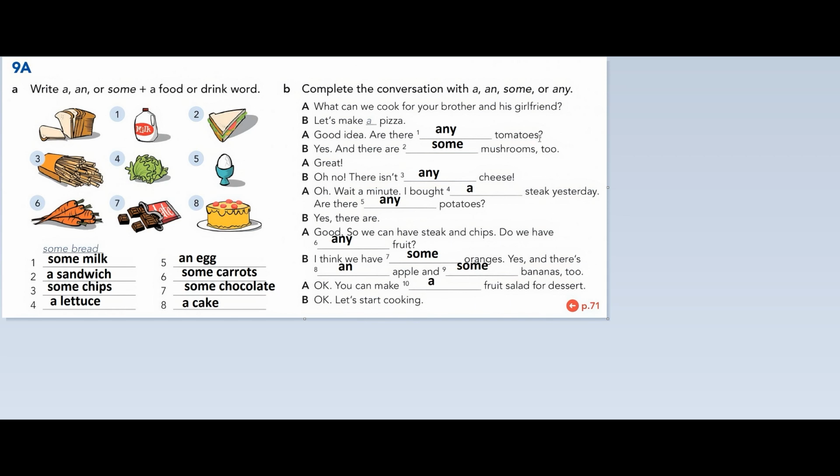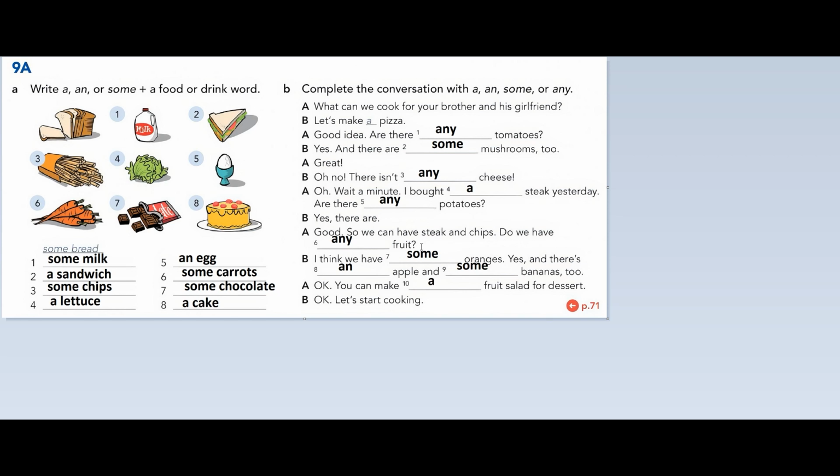Вот у нас готовка. Я переведу, наверное, кому интересно. То есть, что мы можем приготовить для твоего брата и его девушки? Давай сделаем пиццу. Хорошая идея. Есть ли какие-нибудь помидоры у нас? Да, есть немного грибов тоже. Отлично. О нет, нету никакого сыра. Подожди минутку. Я купил стейк вчера. Есть ли какая-нибудь картошка? Да, есть. Хорошо. Итак, мы можем, получается, съесть, или приготовить стейк и жареную картошку.